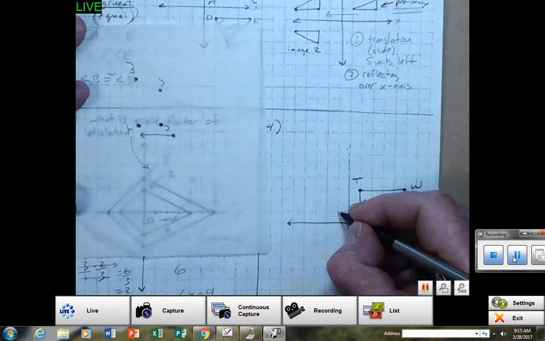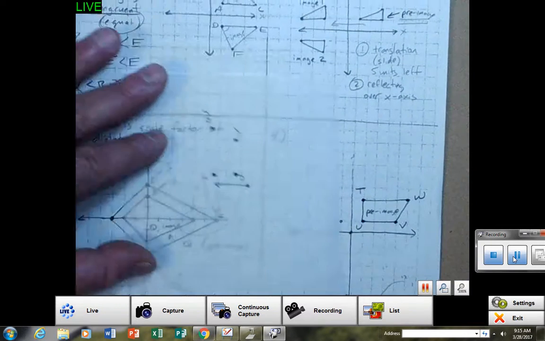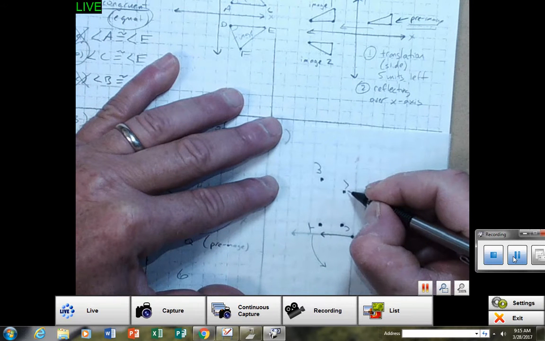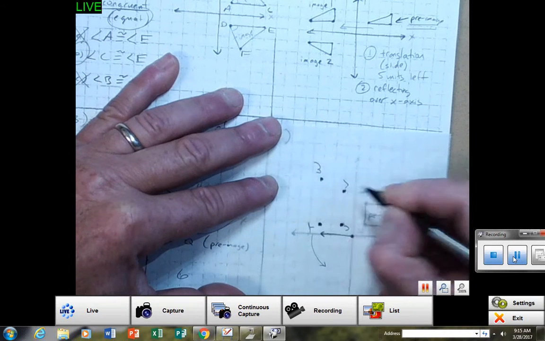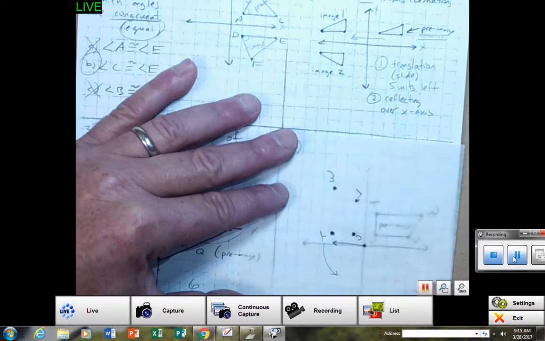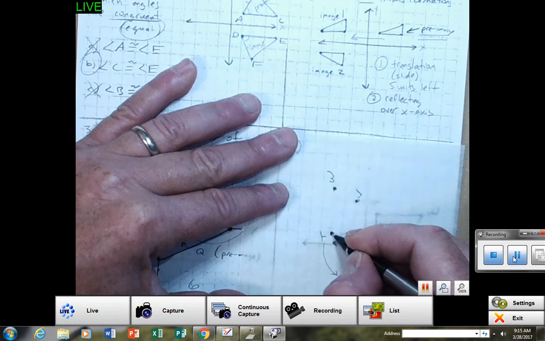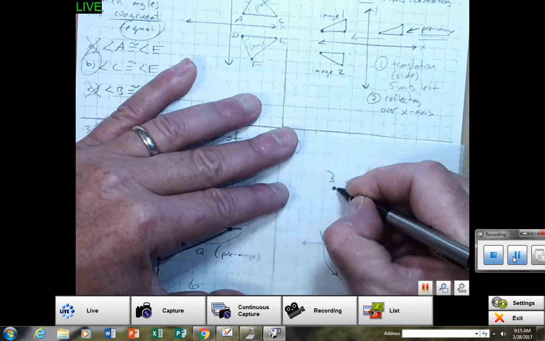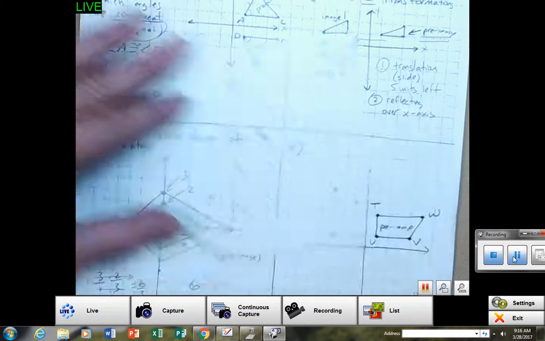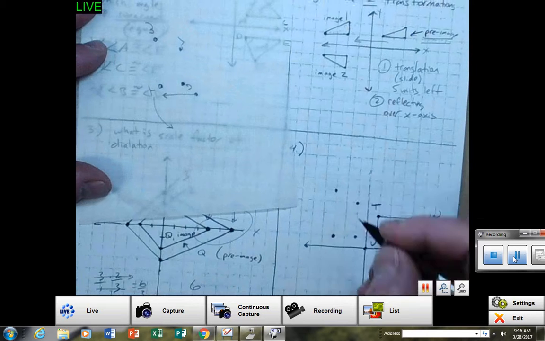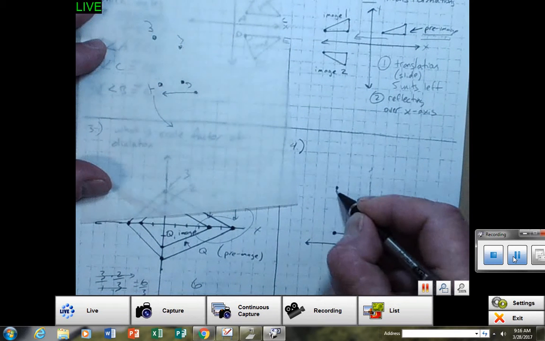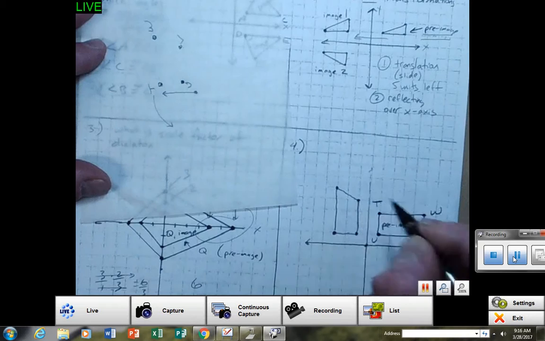I can see I have a point right here. I have another one right here. And then my last two, I'm going to fill those in real good. Almost go through the paper. You have as much of this tracing paper as you want. Those are my two other points. I'm going to connect them and label the new ones.